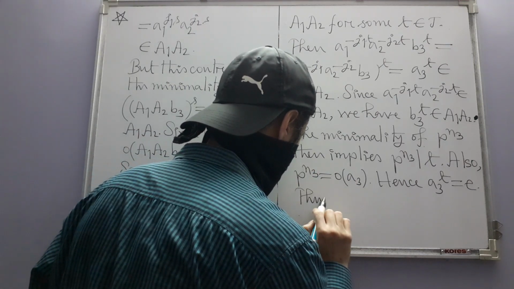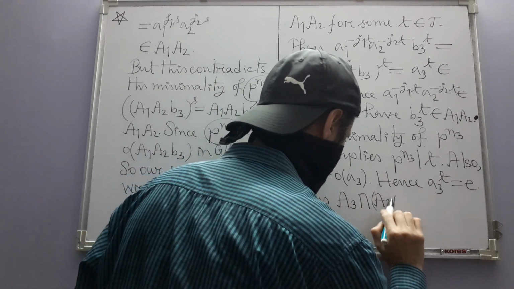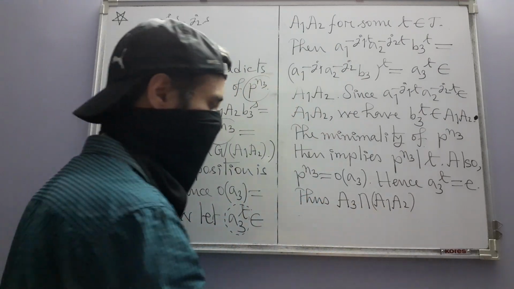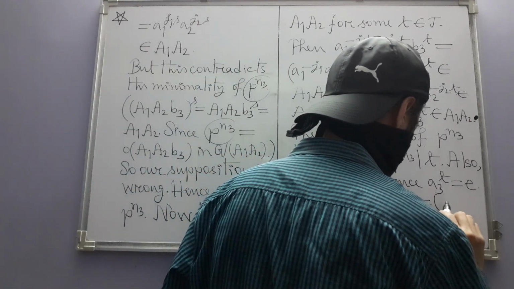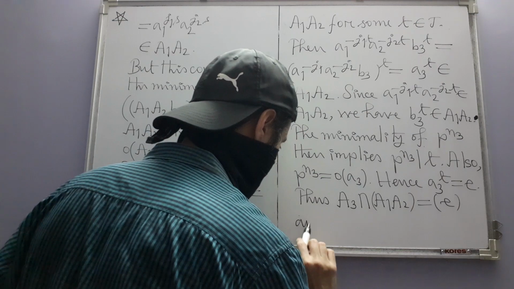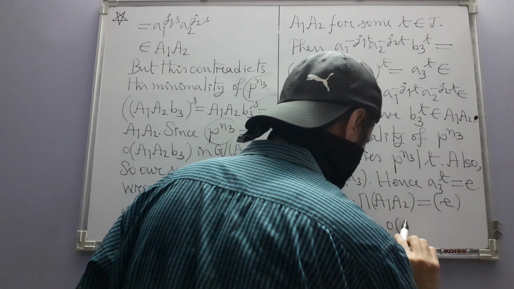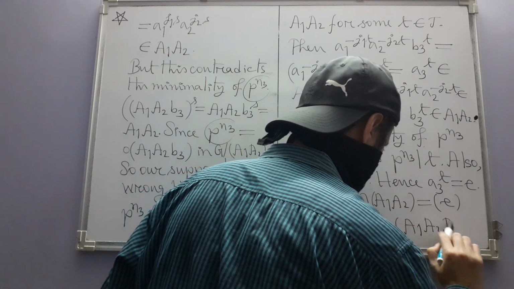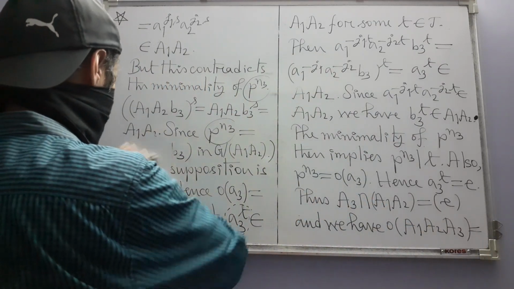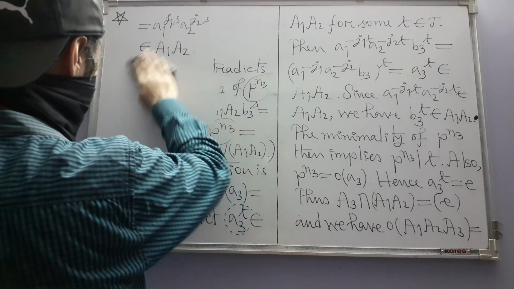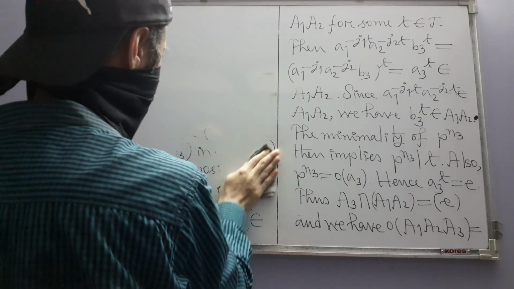Thus, A3 intersection A1, A2. So that we do not have any confusion about what we are doing, I have used parenthesis. This is equal to E, and we have order of A1, A2, A3 equal to this time. This is the final result of the step that we went through today. This is going to be P to the power N1 plus N2 plus N3.